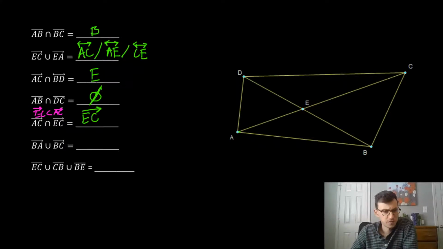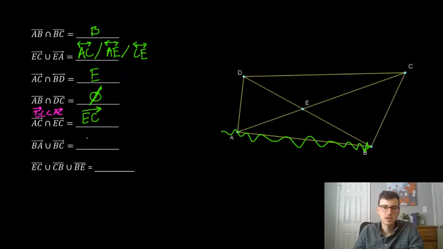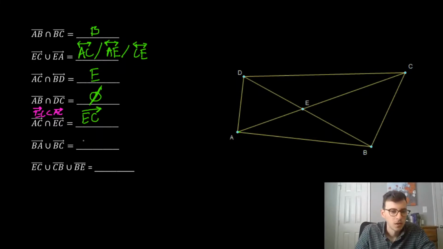Okay, two more examples. What about ray BA? So here's ray BA right here. And ray BC. The union of those two sets. So earlier we did the intersection of the segments. Now we're doing the union of the two rays. Well, remember, two rays make up an angle. So the union of BA and BC is actually the angle ABC. That's pretty cool.